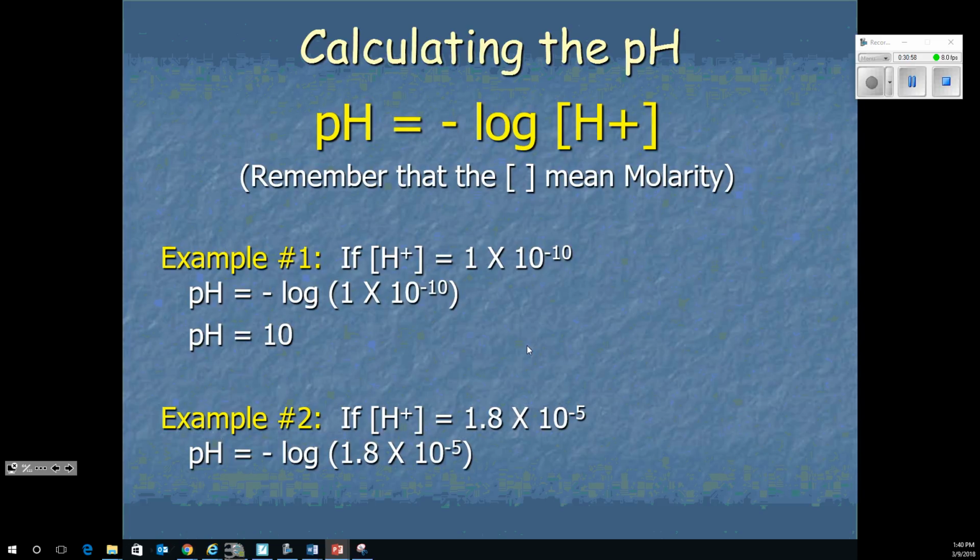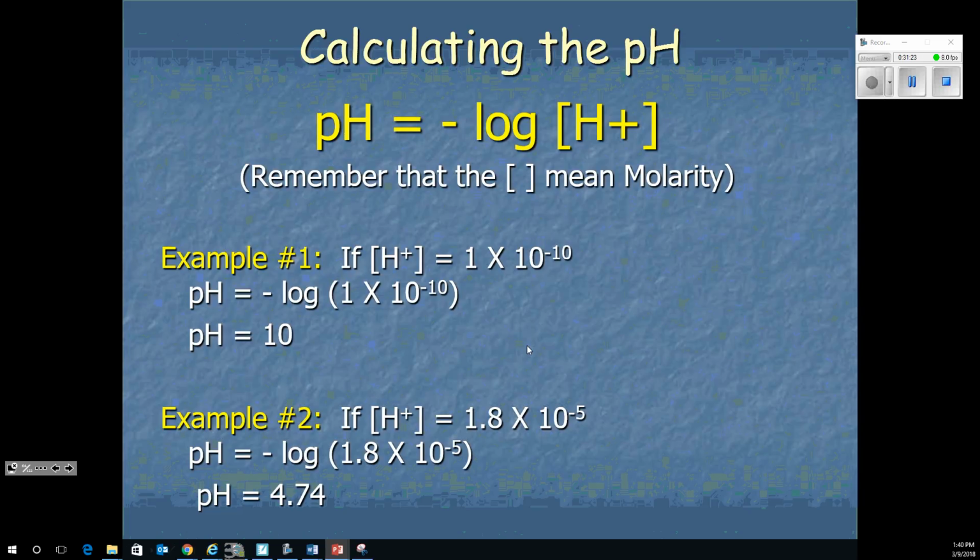Okay, so minus the log of 1.8 times 10 to the minus 5. Okay, got it? What'd you get? 4.74. On pH and pOH, we report to 2 after the decimal, always. Okay, so pH and pOH, 2 after the decimal. Do you notice any pattern here between the two that we just did?